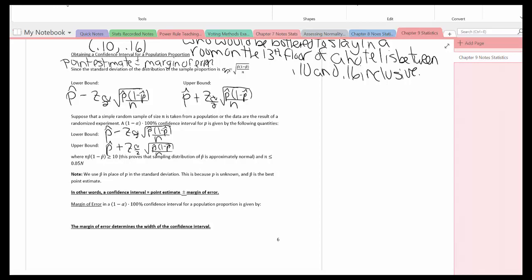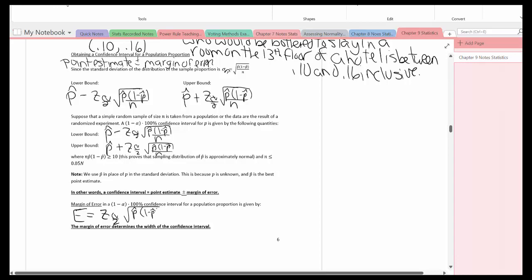Okay? So again, confidence interval, point estimate plus or minus the margin of error. So the margin of error in this particular case, I'll call it capital E, is equal to z sub alpha over 2 times the standard deviation. Remember, the margin of error determines the width of the confidence interval.